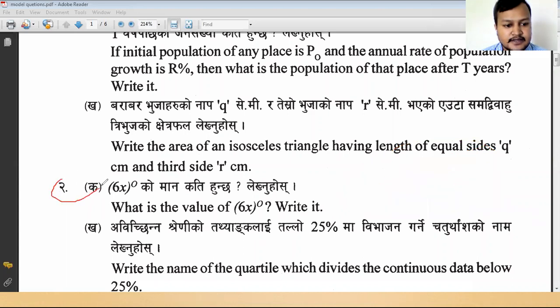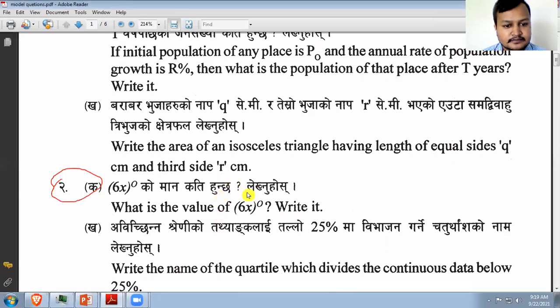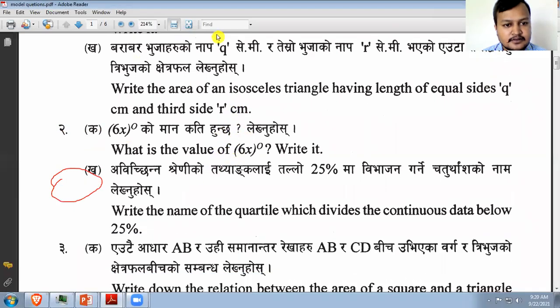And this is related to indices. You have already learned in previous classes also. 1 to the power anything, this value is equal to 1.